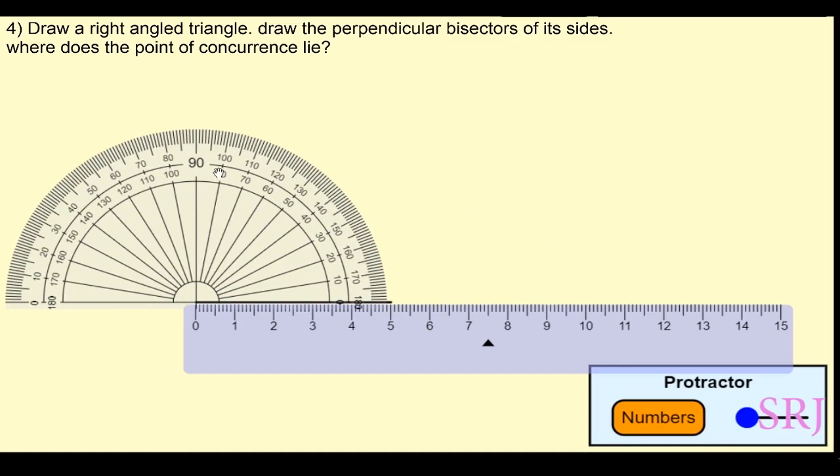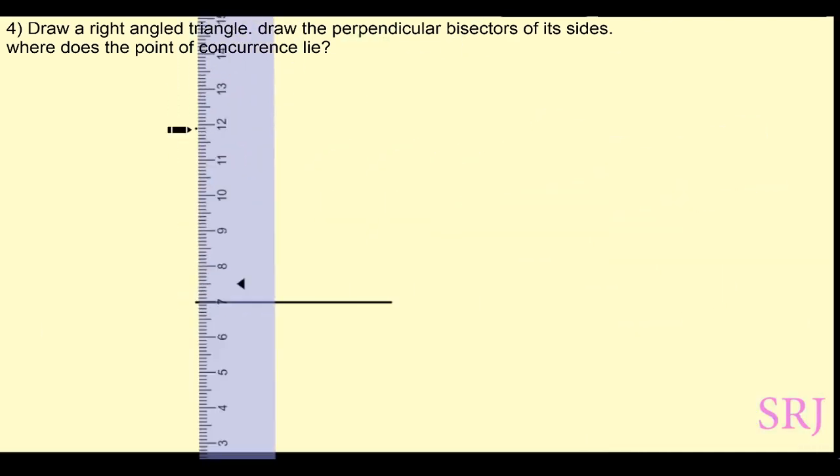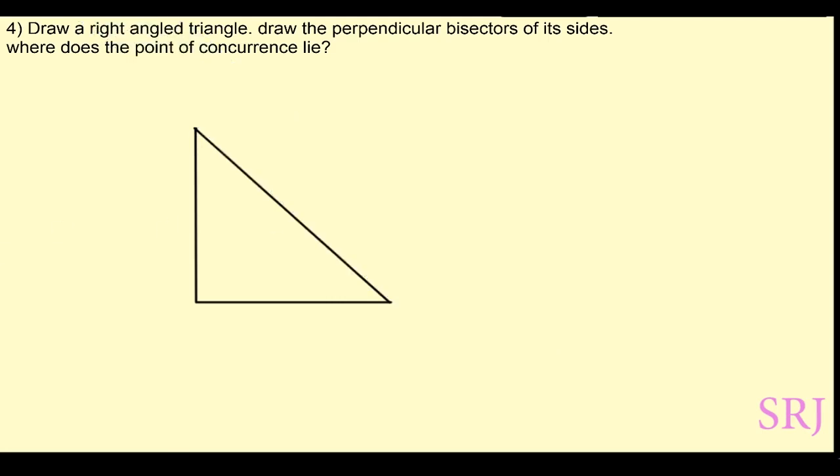Now, place the protractor on any one point of the base and mark 90 degrees. Draw a line using a scale. Then draw a line for the other side of the triangle. Name the triangle as triangle XYZ. And the measure of angle Y is 90 degrees.